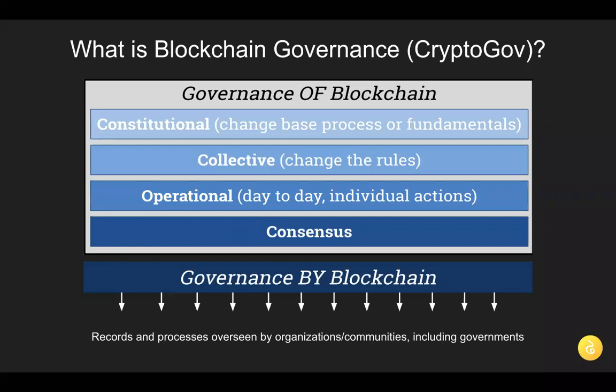But what I'm trying to say is, if we want to bring land titling records onto the blockchain, it involves records and processes managed by different organizations, including governments. Blockchain governance is sometimes talked about in terms of governments using blockchain, but I'm talking about a different kind of governance. I'm talking about governance not by blockchain, but governance of blockchain. And one aspect of governance of blockchain is consensus.